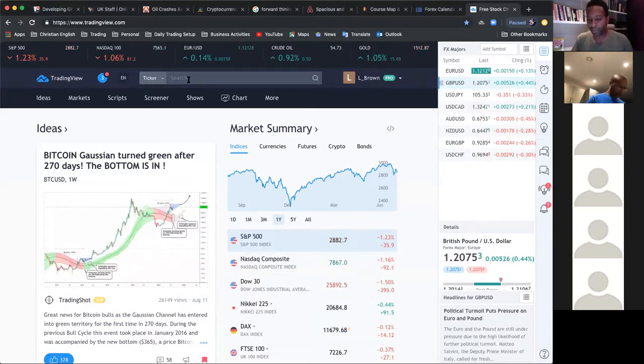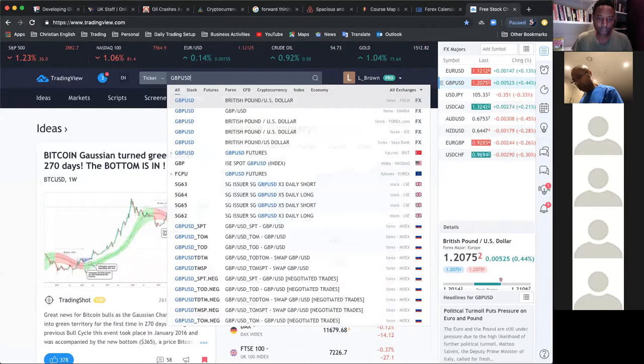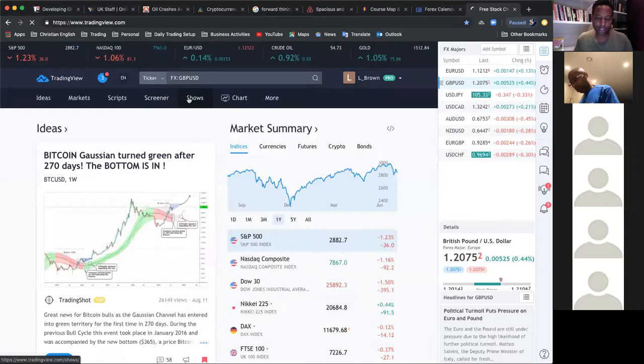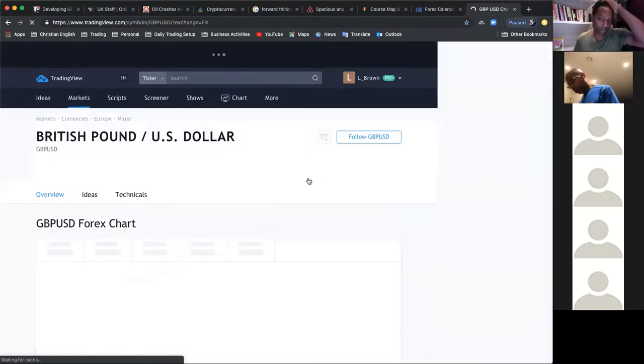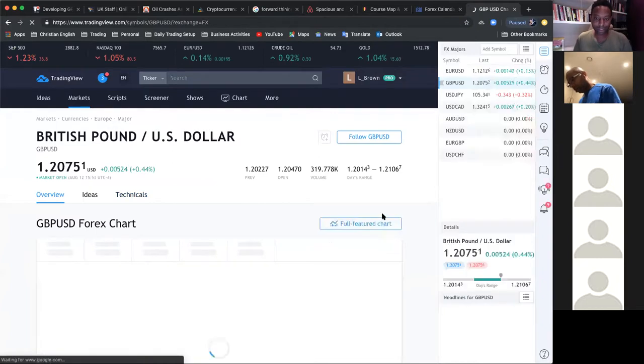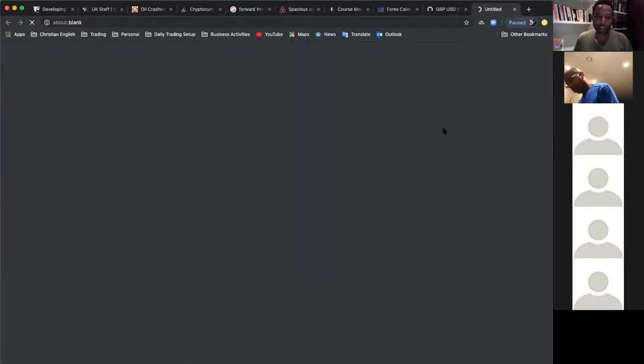So let me show you something very quickly. If I go to GBP USD, something that I was looking at earlier today, it might show you my chart that I've already done. I'm not sure. Let's have a look. Is this computer running slowly or what? Okay, let's go on the fully featured chart.